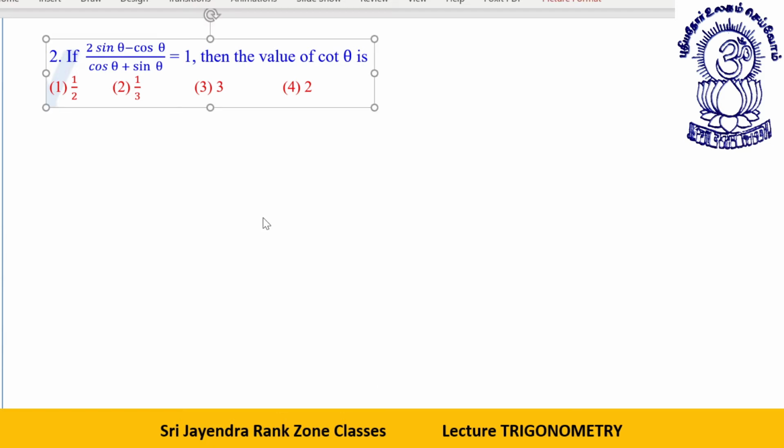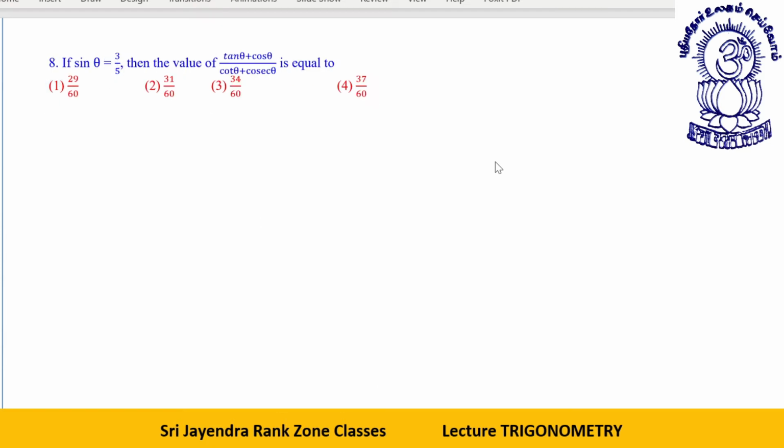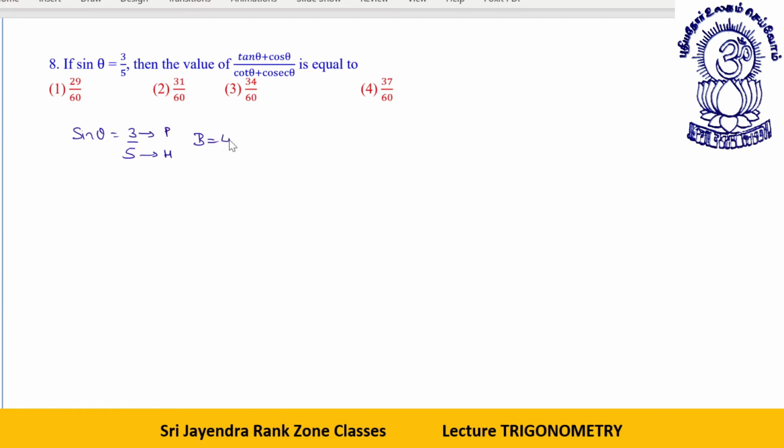This is the next one. Sine theta is equal to 3 by 5. I can say this is perpendicular, this is hypotenuse, automatically base will be 4. Now you have to find tan theta plus cos theta, cot theta plus cosec theta.